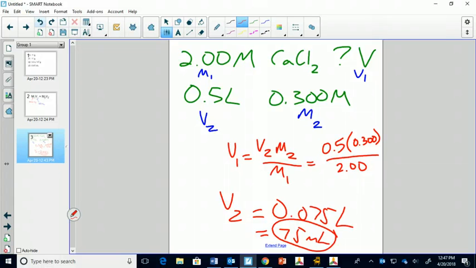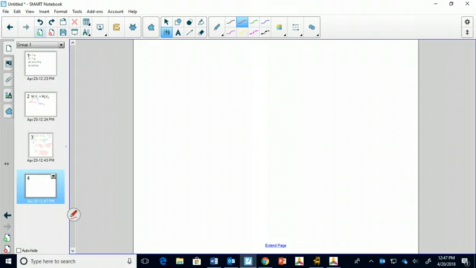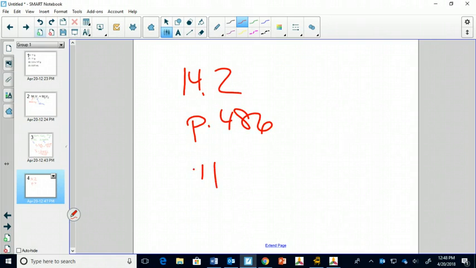I'm sure you can decipher where you're going here. In 14.2, it is page number 486, problems 24 to 26.